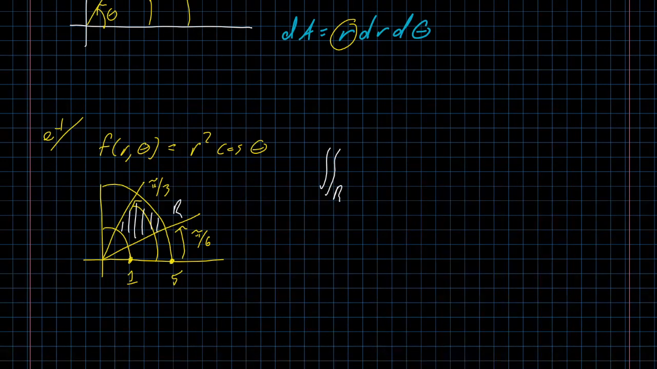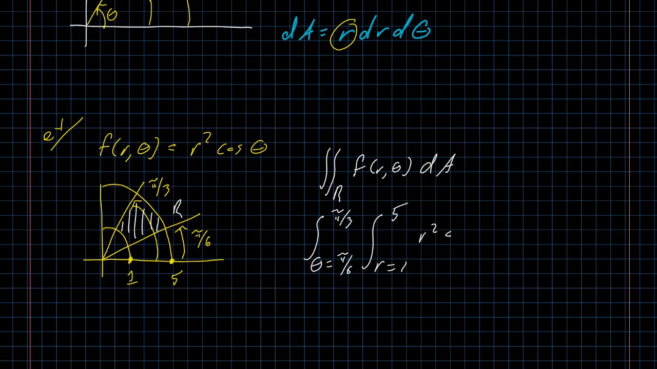So the double integral over this region of f of r and theta dA is going to be: theta goes from pi over 6 to pi over 3, r goes from 1 to 5, r squared cosine theta, and then dA is r dr d theta.